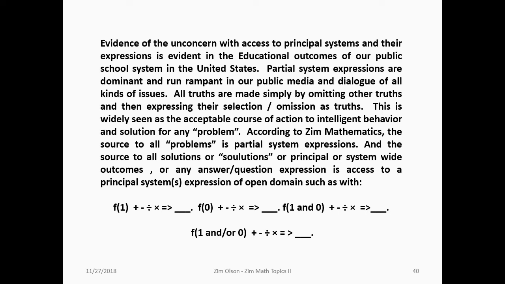According to Zen mathematics, the source to all problems is partial system expressions themselves, and the source to all solutions, as in a principal or system-wide outcome, or any answer/question expression, is access to a principal system of expression of open domain, such as with numeric expressions I give below. These are numeric values of 1 and or 0 expressed as a function of operational systems, complete systems, and also partial operational systems.